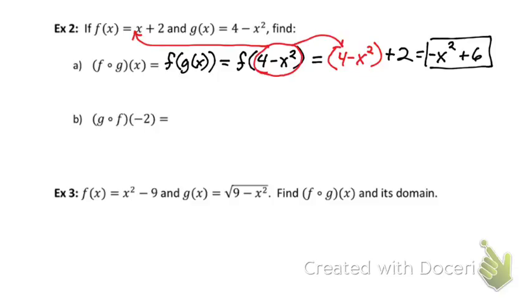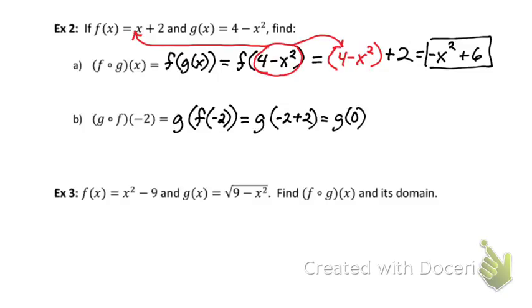Here, we have g of f of negative 2. So once again, what I'm looking at is I'm doing g of f of negative 2. Well, that's just going to equal g of, we'll plug that negative 2 in for x of our f of x. So that's going to be negative 2 plus 2. Well, that's just g of 0.